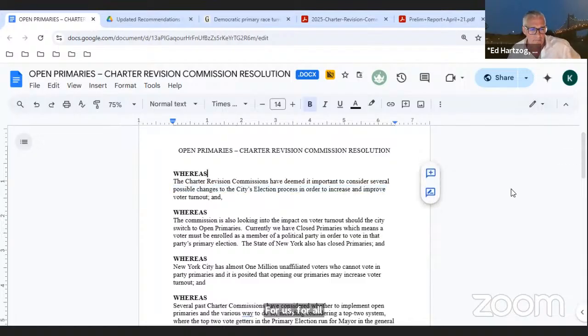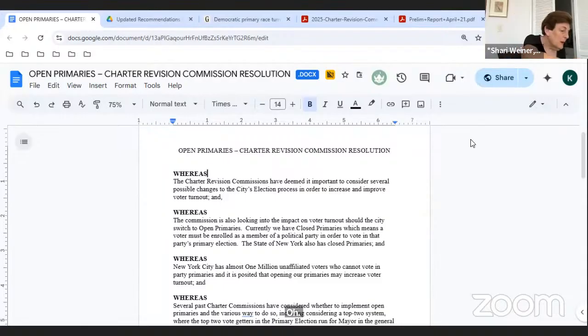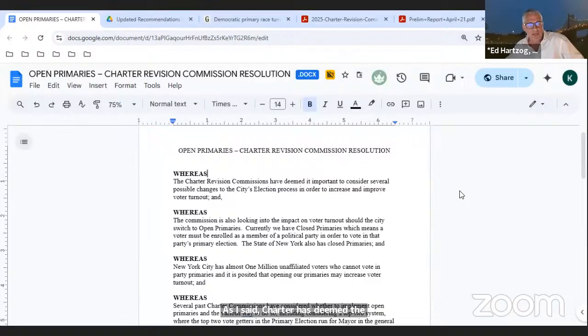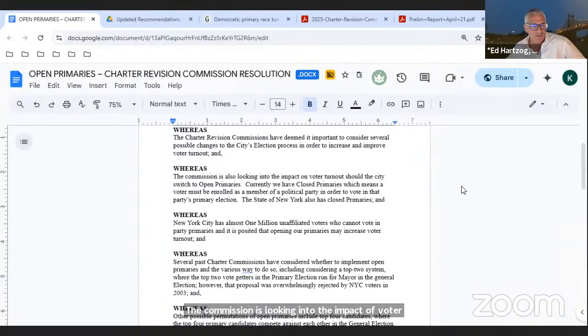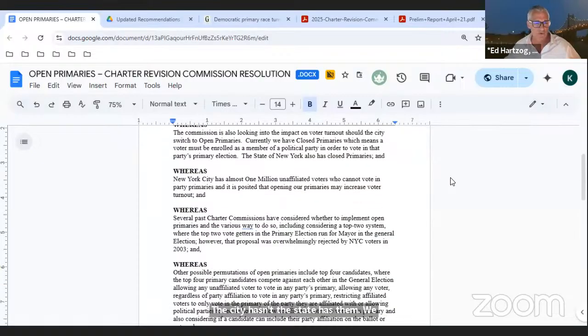As I said, the charter commission has deemed it important to consider several changes to the election process in order to increase and improve voter turnout. The commission is looking into the impact on voter turnout should the city switch to open primaries. We have closed primaries now, as I said before. The city has them, the state has them. We have 1 million unaffiliated voters.